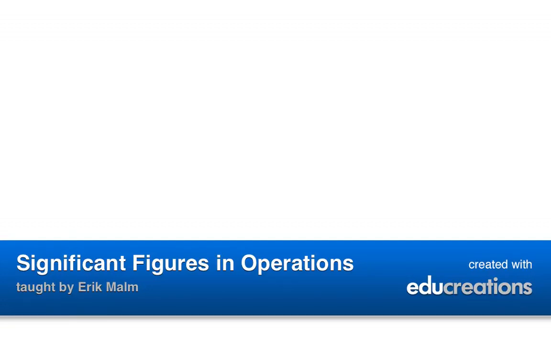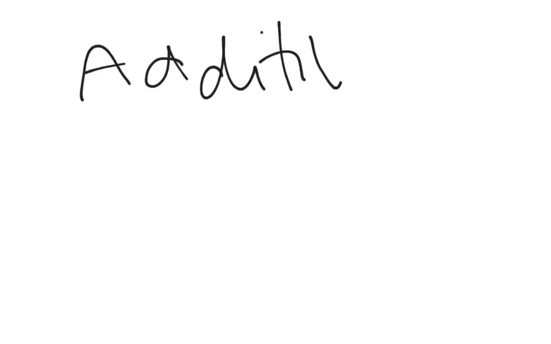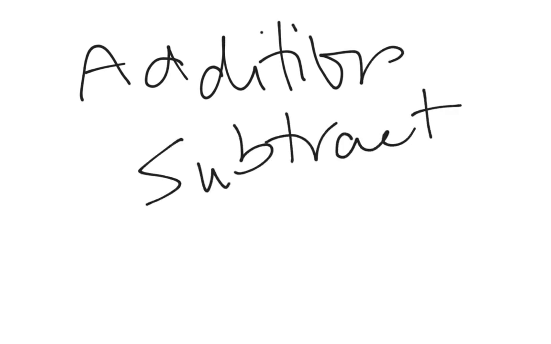Alright, so let's do significant numbers with addition, subtraction, multiplication, division. There are two different sets of rules. The first one is with addition, subtraction. So let's do that first.